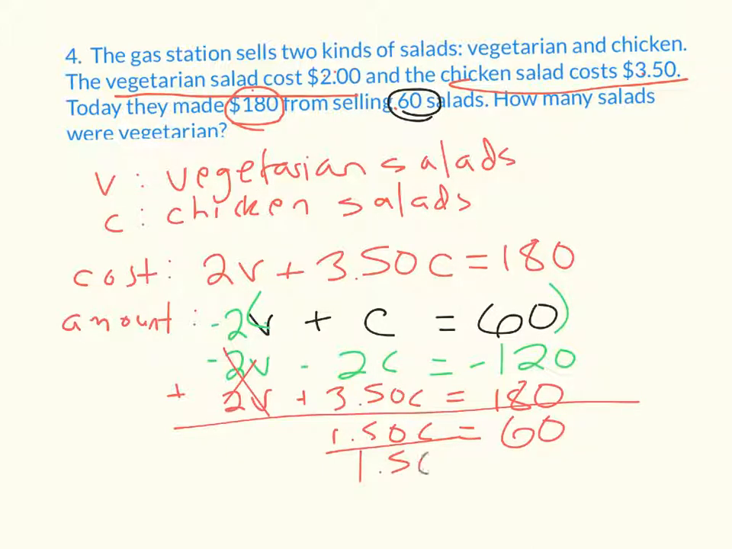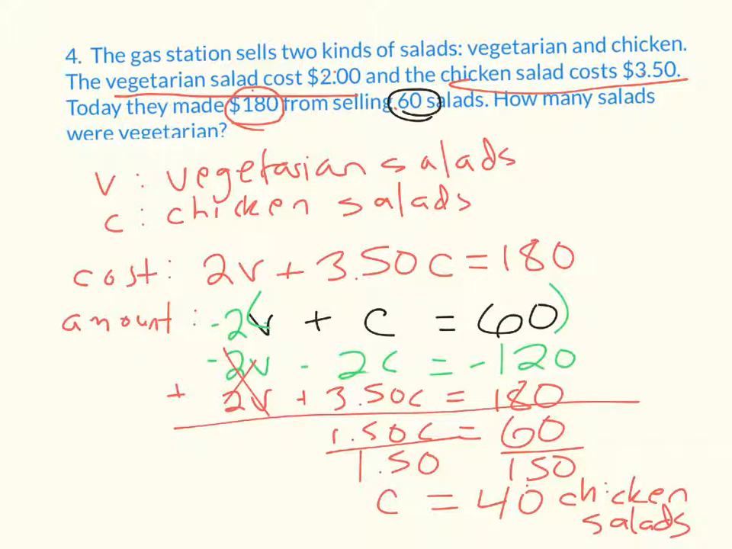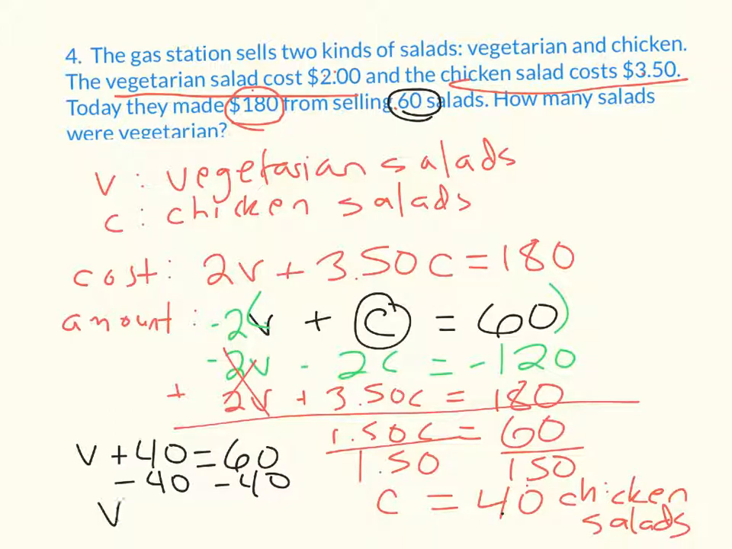Divide by 1.50. C is equal to, what is that? That looks like it's about 40. Chicken salads. Let's plug 40 in for C here. We get V plus 40 equals 60. If I subtract 40, the vegetarian salads sold were 20.